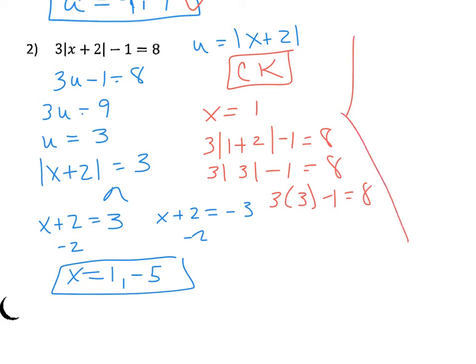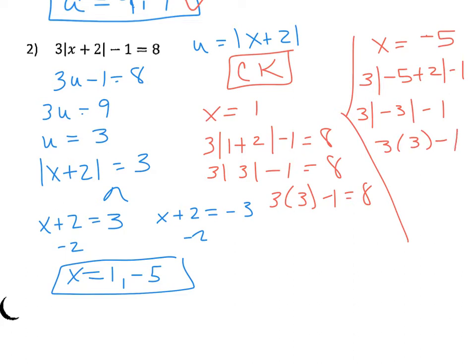Okay, so now let's check x is negative 5. So you get 3 times the absolute value of negative 5 plus 2, and then we'll subtract 1. So 3 times the absolute value of negative 3 minus 1 would be 3 times 3, because the absolute value of negative 3 is 3. And we get 8 equals 8 here and here. So I know my answer is correct.